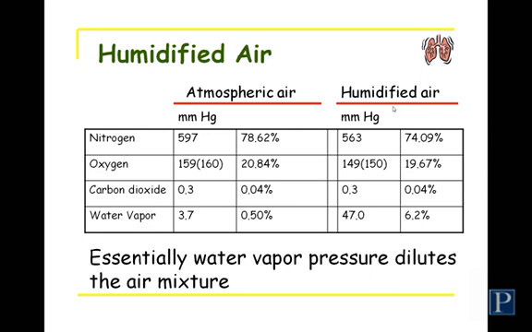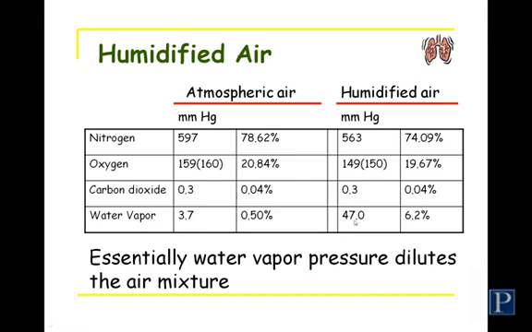The water vapor, or I should say water vapor pressure, is determined by your body temperature, and we consider body temperature to be a constant. Fully humidified air, the water vapor pressure is going to be 47 millimeters of mercury. So this is assuming we're at 37 degrees Celsius. So in humidified air, and it will be fully humidified by the time it makes its way to the alveoli, the water vapor pressure is going to go from 3.7 to 47 millimeters of mercury.